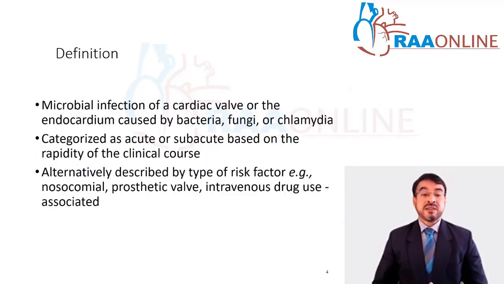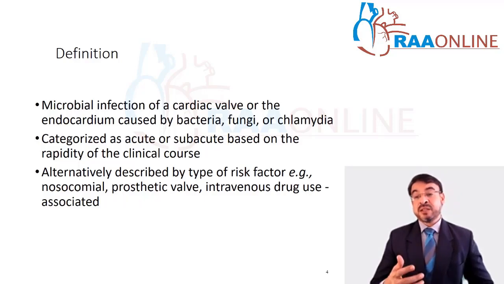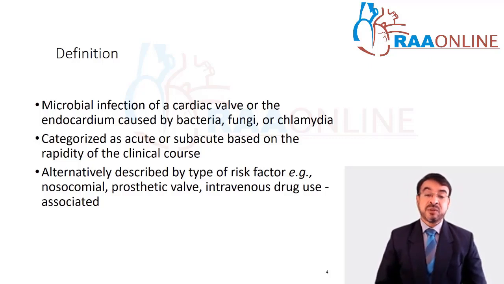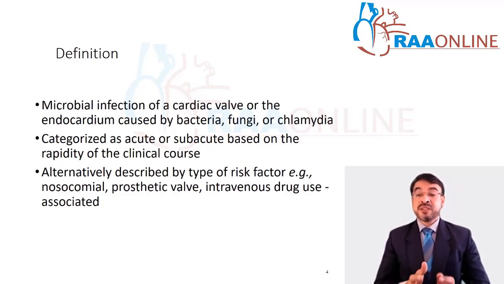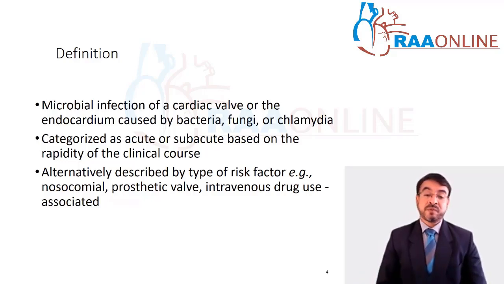So how do you define infective endocarditis? As the name suggests, infective and endocarditis. Infective means it is of an infective etiology, with microbial factors. Endocarditis refers to the inner layer of the heart, which includes the lining and also the valves. This microbial infection of the valves can be caused by bacteria, fungi or chlamydia, and it can be either acute or subacute. This is based on the onset of symptoms and the rapidity with which the infection progresses clinically.